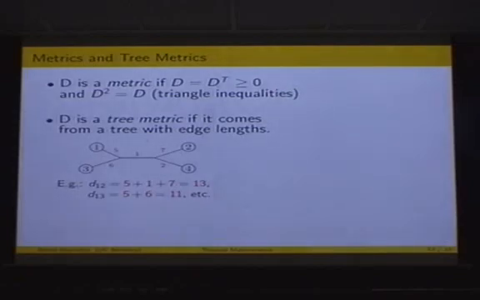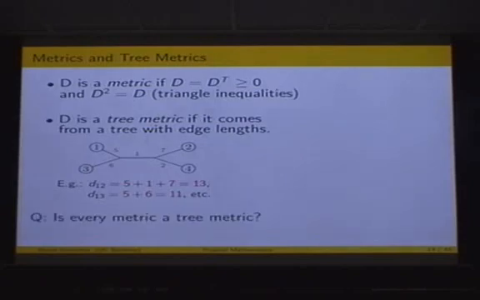And then this defines a metric space, right? So the distance from 1 to 2 is 5 plus 1 plus 7, which is 13. So classical sum. And so on. So the distance from 1 to 3 is 11. So any metric space that you get from a tree like this is called a tree metric.